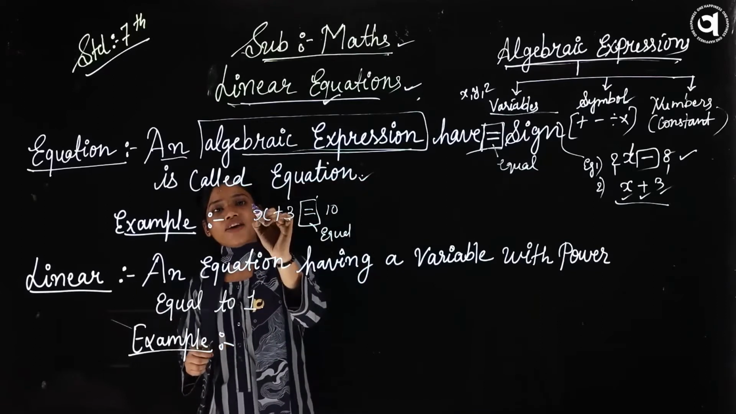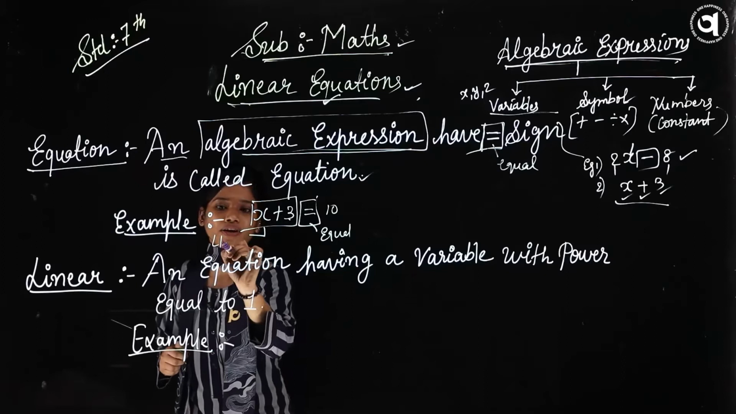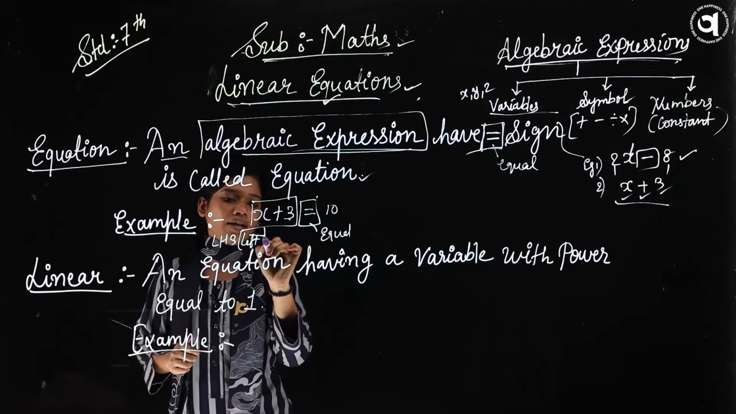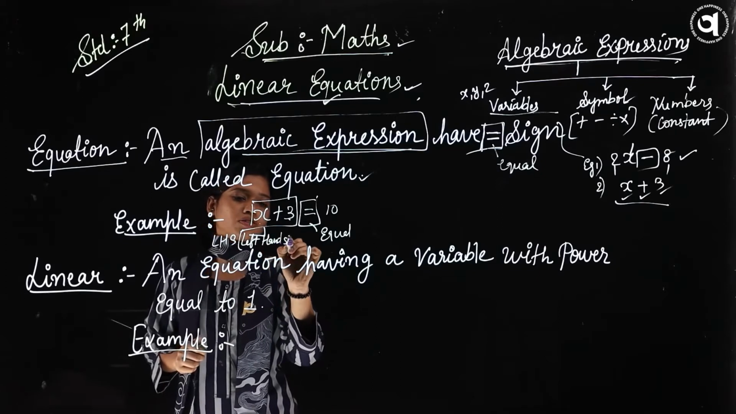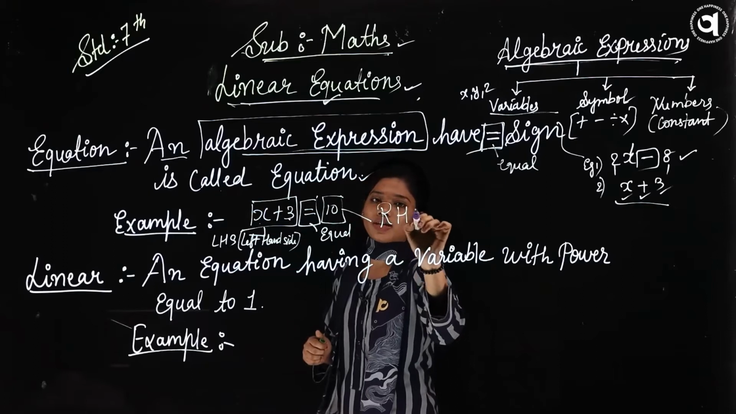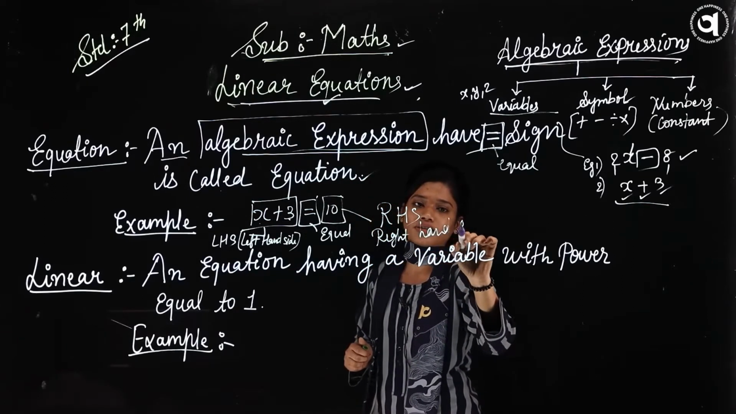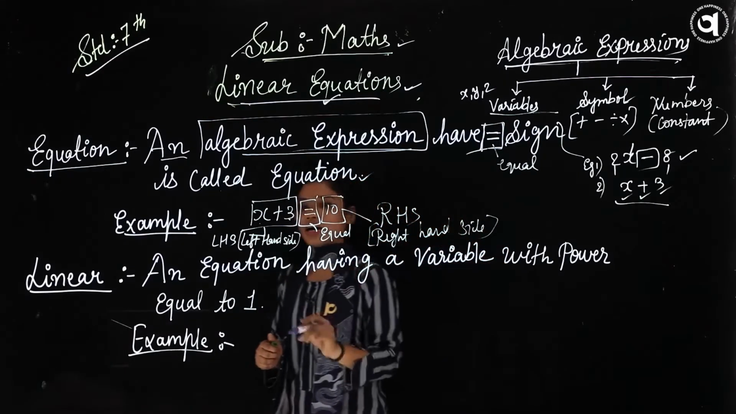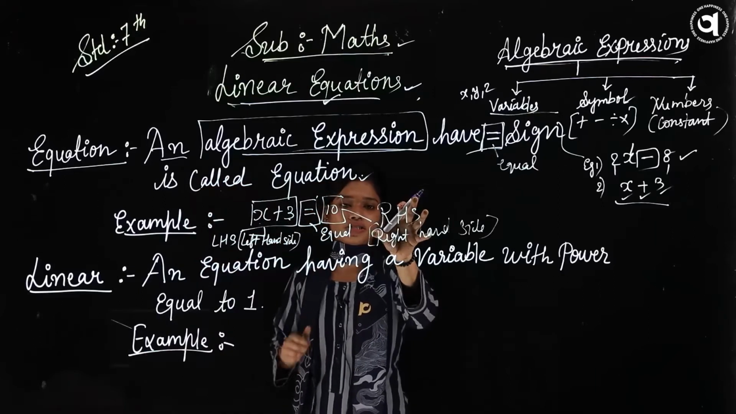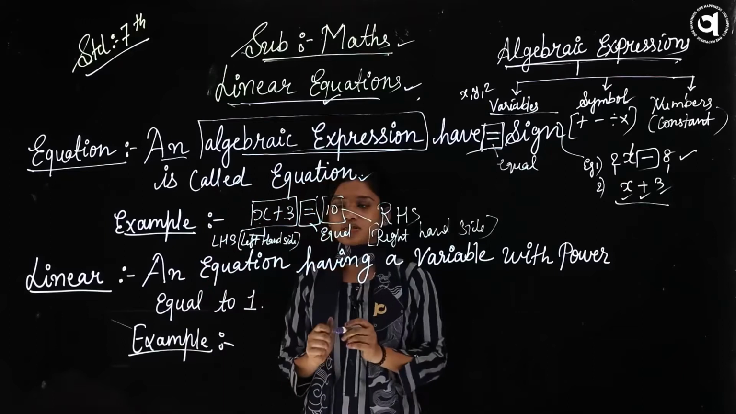Now this left part, x plus 3, is the left hand side. Left hand side we can call LHS in short form. And this 10 is called the RHS, that means right hand side. So the left side is called LHS and the right side is called RHS, that is right hand side. If both are equal, then we say this is an equation.